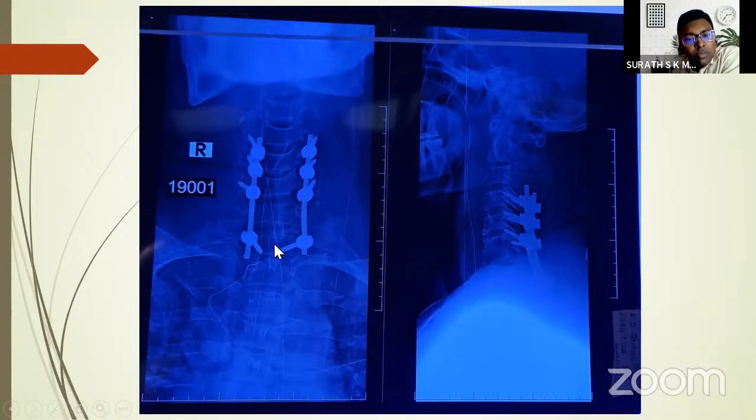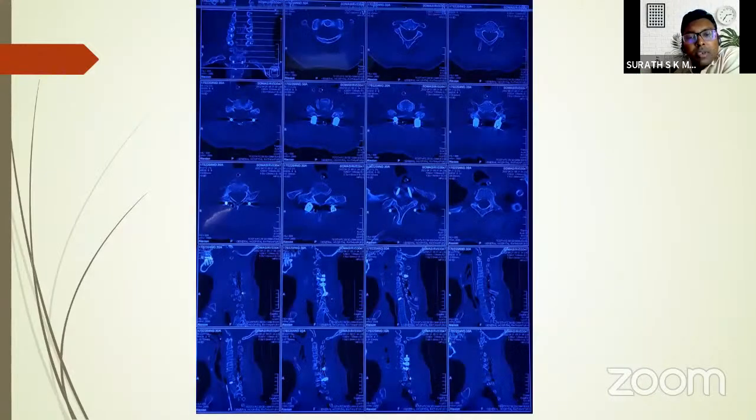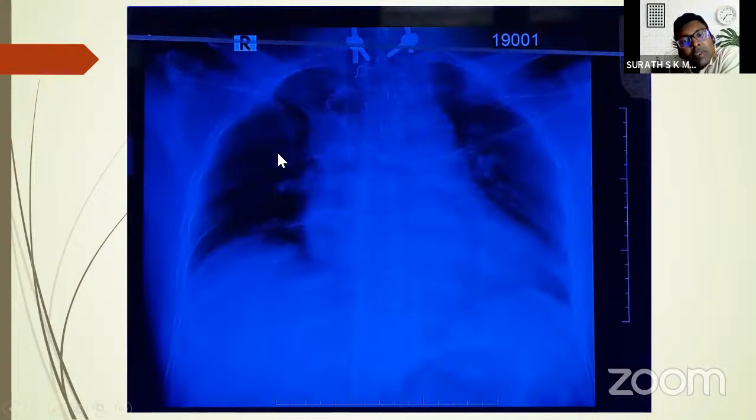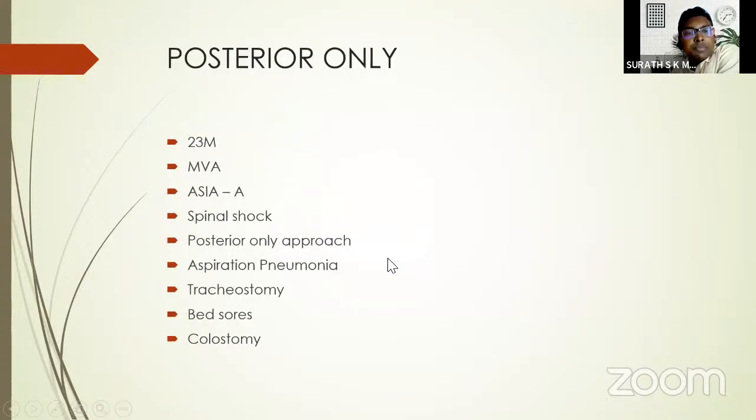So we fixed him all the way to T1, and the facets and the lateral masses were broken, so we couldn't insert even the lateral mass screws at C7 level. So this is the post-op image, and again you can see the post-operative period was complicated by pneumonia. Again, the patient ended up with a tracheostomy.